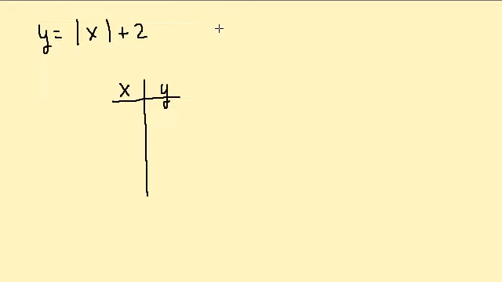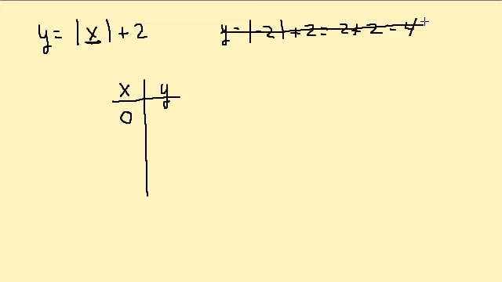because if we plug in -2, we would get y equals absolute value of -2 plus 2, which would be 2 plus 2, which equals 4. So -2 is not the first number we want to pick. Remember, it's what makes inside here 0. So the first number we want to pick would be 0.